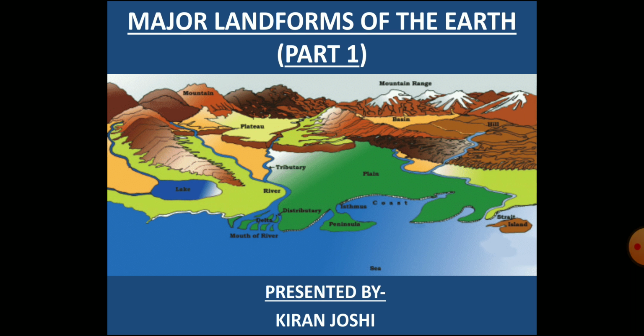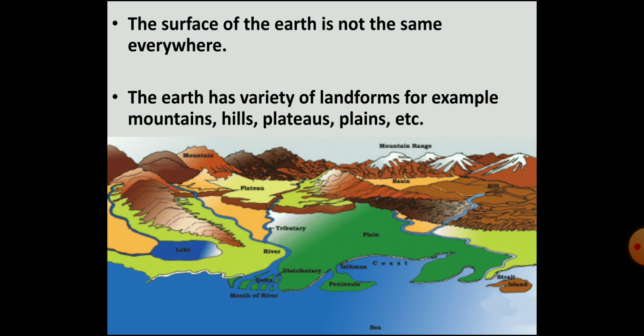Children, this is the first video of class 6 geography chapter 6, major landforms of the earth. Children, you know that the surface of the earth, that is lithosphere, is not the same everywhere. In some places there are mountains, in some other places there may be plains or plateaus or hills. These are some of the landforms of the earth. Now the question is, how are these landforms formed?